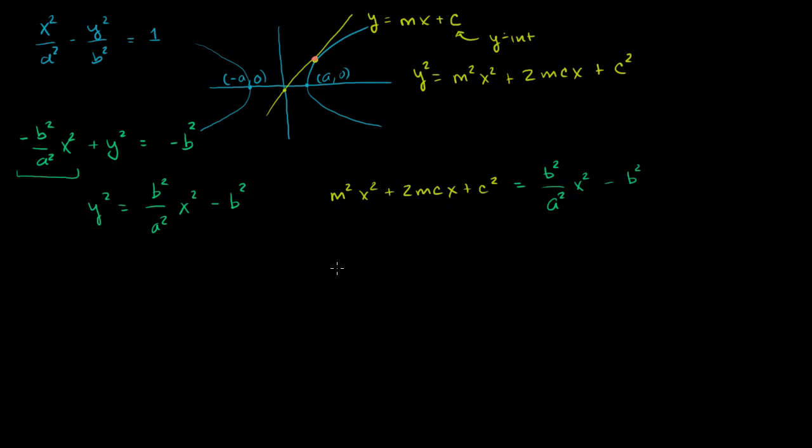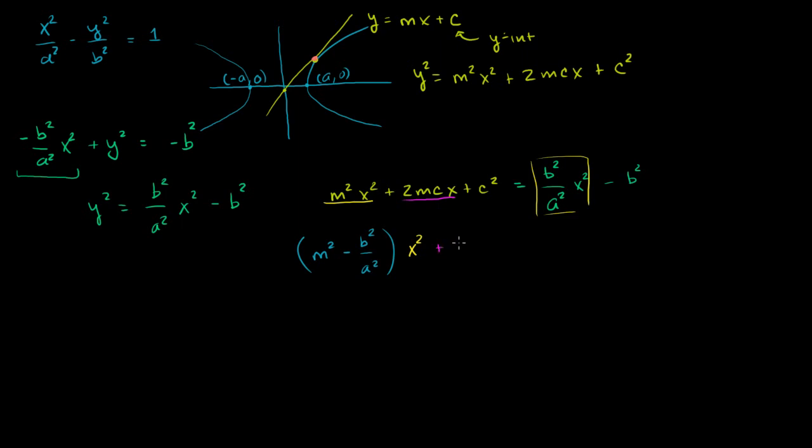So let's write this in terms of a quadratic equation in x. If we subtract this from both sides, we get m squared minus b squared over a squared, x squared. So that's that term and that term right over there. And then my only first degree x term is right over here.